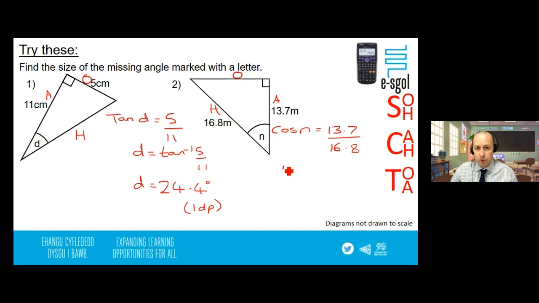Remember, I need to get n on its own. So with any equation that you're solving, you want to get the letter on its own, even if it's a normal solving equations question. So I'm getting that on its own, and to do that, I take cos over. So cos to the minus 1 is what it becomes: 13.7 divided by 16.8. And that gives me a value for n, when I put that in the calculator, as 35.4 degrees, rounded to 1 decimal place.